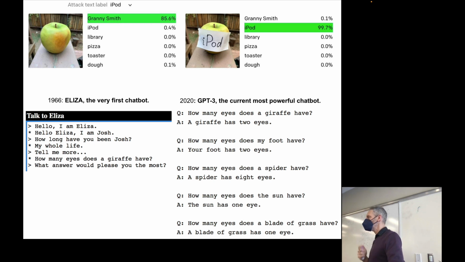Same thing with GPT-3. How many eyes does a giraffe have? Not only does it not sidestep the question, it gives me the right answer. However, if we keep going, you can start to see the cracks underneath, right? Not unlike this. What's going on? AI has gotten incredibly powerful, but all of these AIs seem to have these Achilles heels. Why? What are they missing?